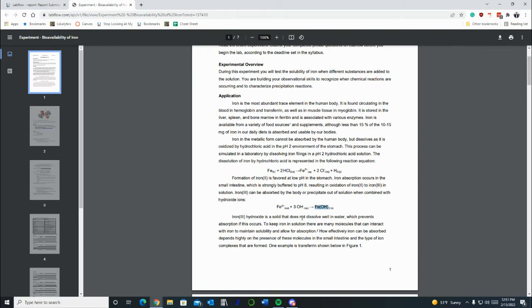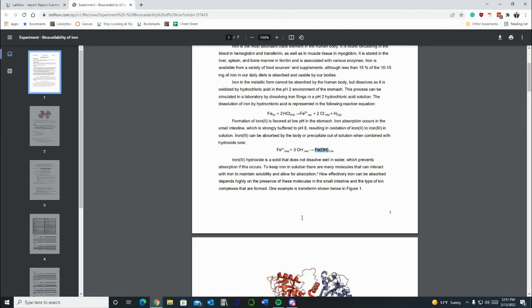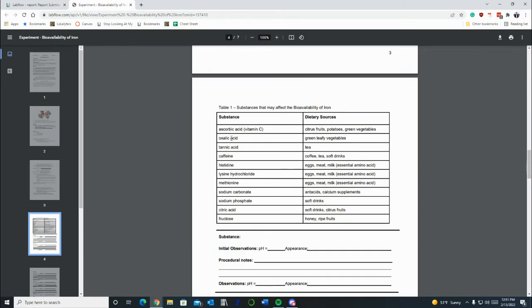So the way our body combats this is through several different vitamins and minerals that we take in our daily diet. These vitamins and these molecules can ultimately prevent this iron hydroxide formation and keep the iron in an aqueous state that can be absorbed in your small intestine, even though it is at pH of 8. What we're going to be doing in this lab is testing several different food additives. Here are the additives right here. And we're going to see which of these allow our iron to stay aqueous even at high pHs.